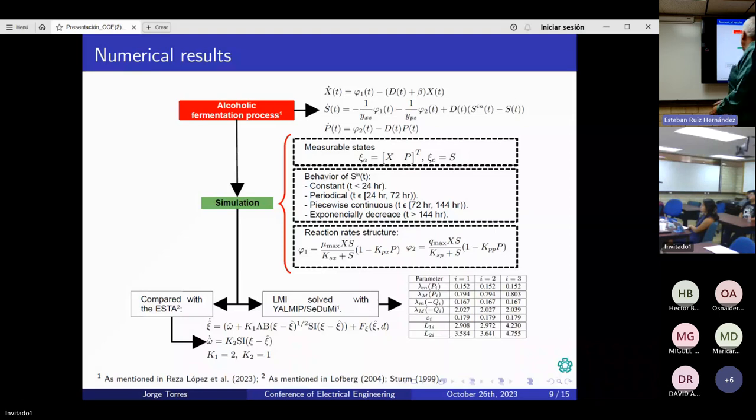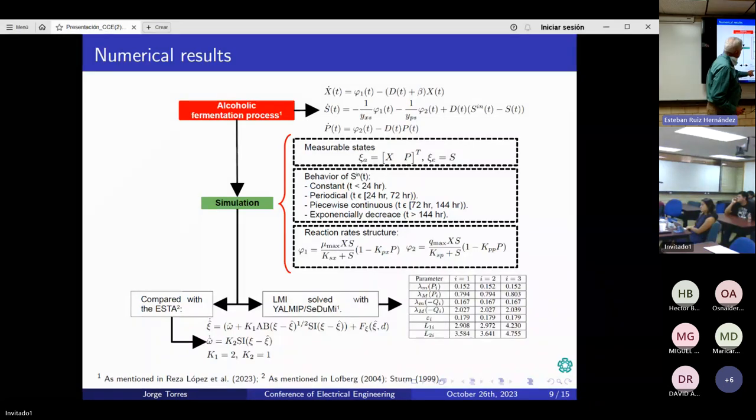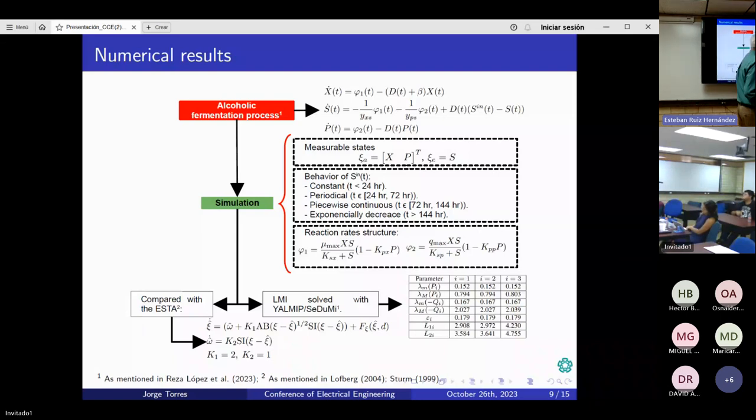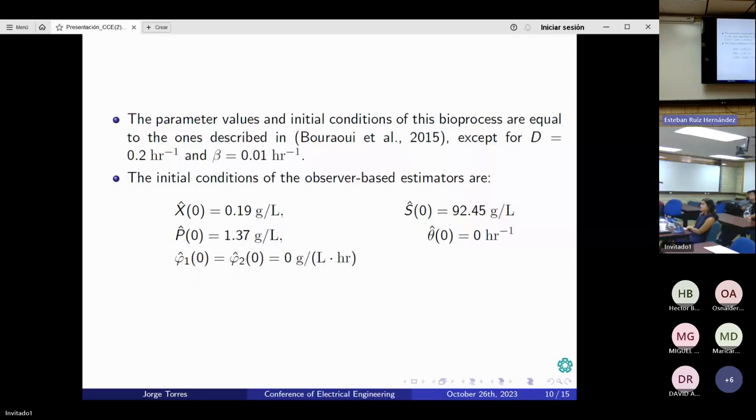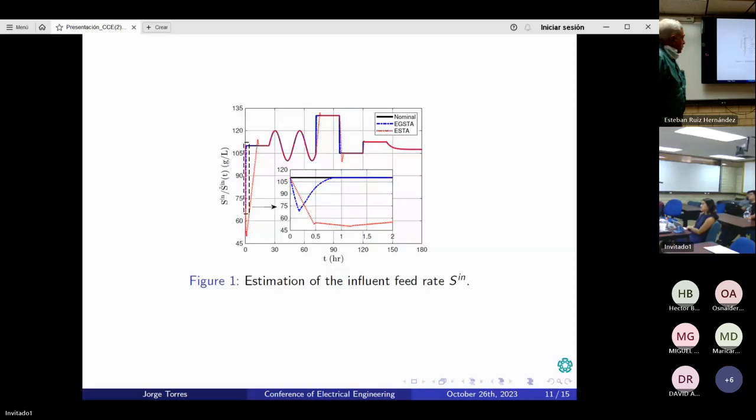We have compared this extended generalized algorithm with a previous one. This algorithm was already published in some journal of control process. We apply the solution, making some LMI by MATLAB, to determine these parameters. And now, these are the parameters for simulation for the observer.